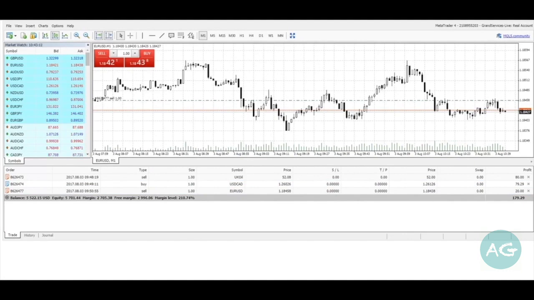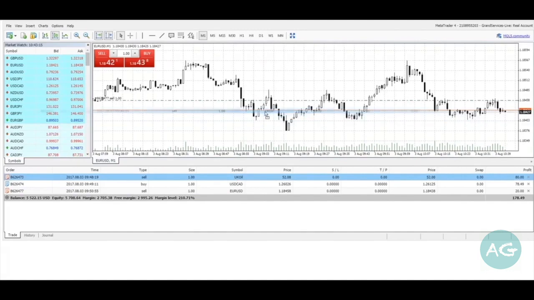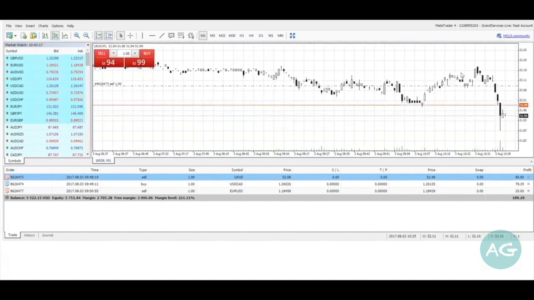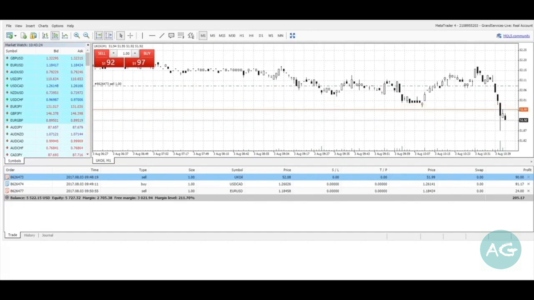Oil, as you see, went in the direction we predicted. Let's take another look. It went down right after I opened the trade, as if they were waiting for me to open the trade and make a profit. In this case, I have already made $100.